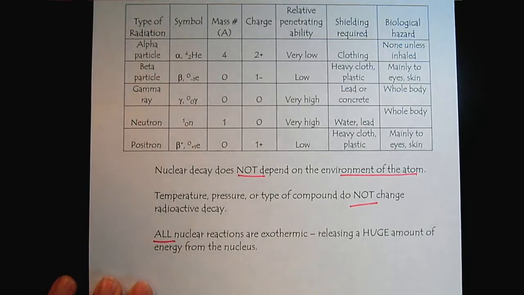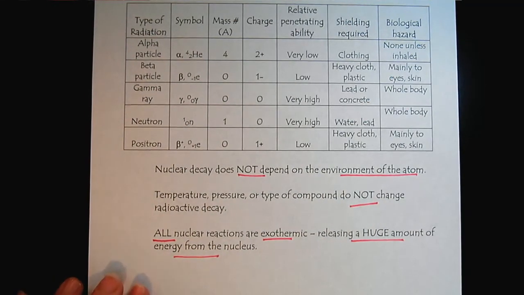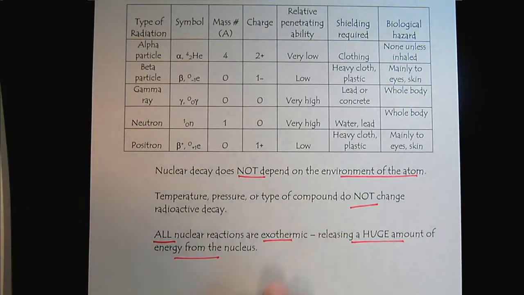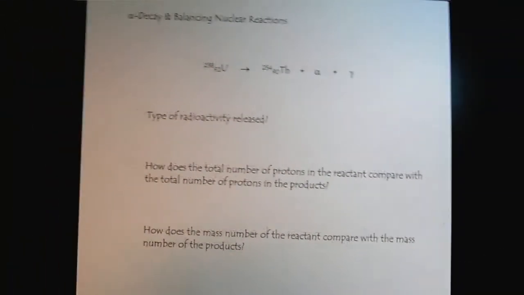All nuclear reactions are exothermic, and they release huge amounts of energy, orders of magnitude larger than what we see from a pure chemical reaction with chemical bonds. In a future tutorial, we'll look at those values a little more closely as well. But for now, we'll focus on the radioactive decay.